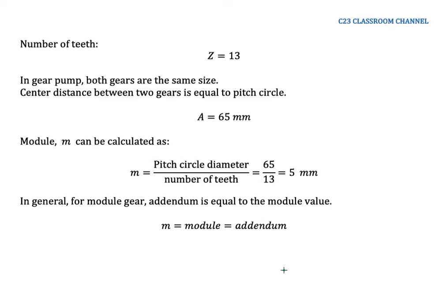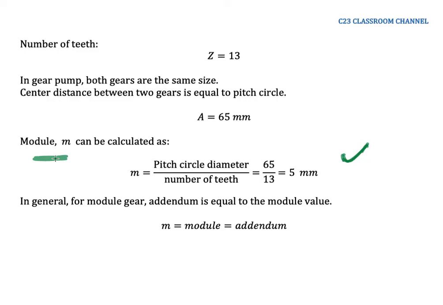And then the module. This is quite specific, because if you draw a gear, you need to know what kind of gear you want to calculate, and it depends on the module. Let's say this is the common one. We could calculate the module M as the pitch divided by the number of teeth, so it is equal to 65 divided by 13. So we have a 5 millimeter module.